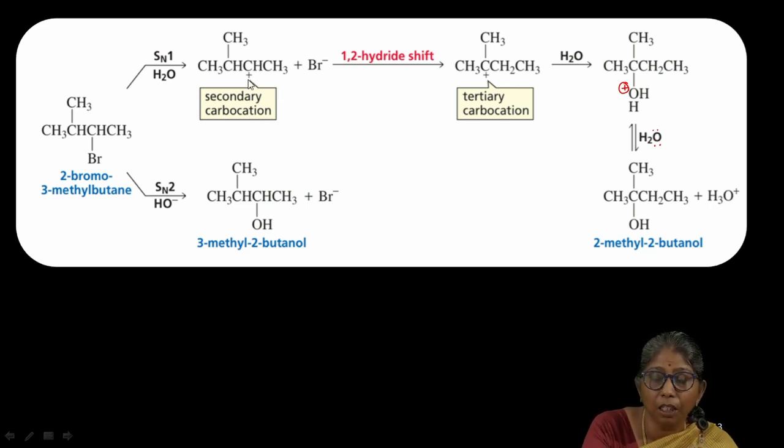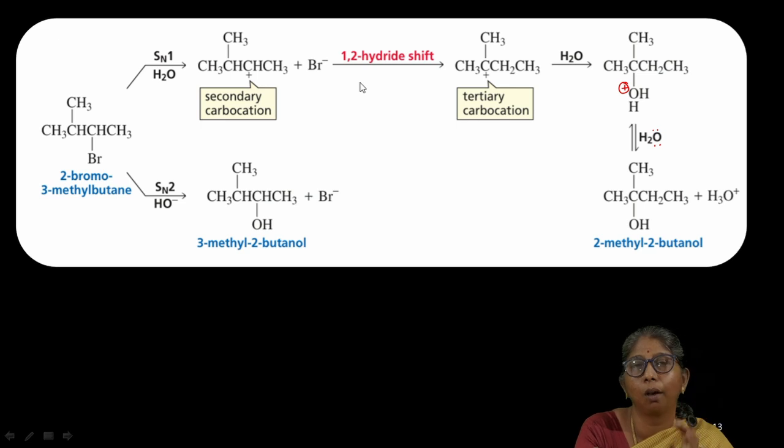But there is a possibility for this secondary carbocation to convert to a tertiary one. See this: the H on the carbon attached to this carbon is removed as H minus, that is a hydride ion, and this moves from the first carbon to the second carbon. So it is called a 1,2 hydride shift, and this was given by the scientist Whitmore, so it is also called the Whitmore shift.